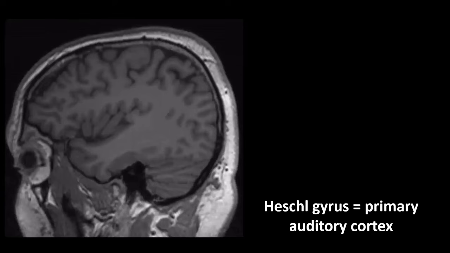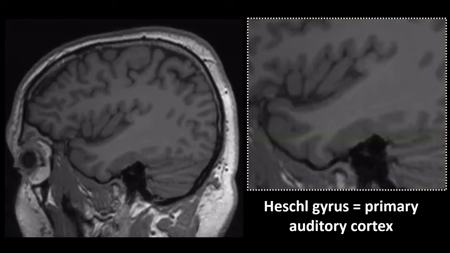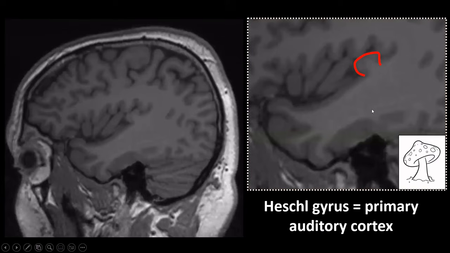The Heschl gyrus is also very easily recognizable in the sagittal plane. This is the magnification, and we see once again the gyrus, which has a knob-like configuration, and in the sagittal plane looks a bit like a mushroom.